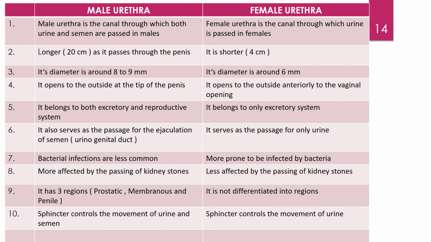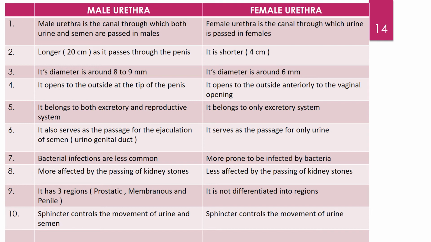So friends, these are the differences between the male urethra and the female urethra. I've given it in detail so that if asked a question, you're in a position to answer it. So let's discuss it. Male urethra is the canal through which both urine and semen are passed in males, whereas female urethra is the canal through which urine is passed in females.